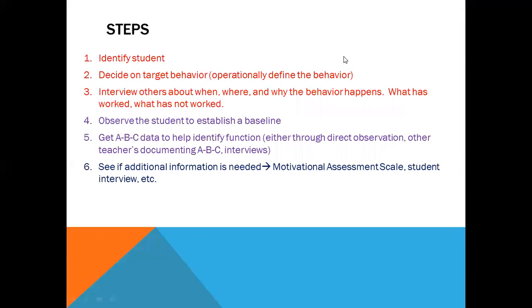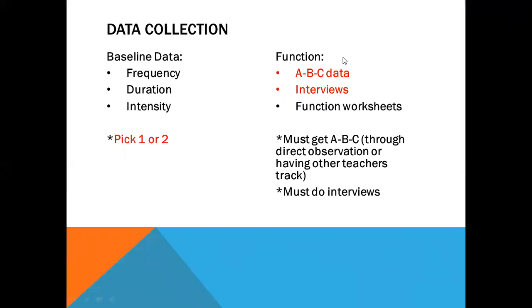You're also going to want to get some data around the function of the behavior to help you hypothesize the function. So you're definitely going to need ABC data, that antecedent, behavior, consequence, as well as interviews, which is built into the assignment as well. If you want to, there are additional worksheets, like the Motivation Assessment Scale, that help you figure out what the function might be. Those are optional. You can use them if you want to, but you don't have to.